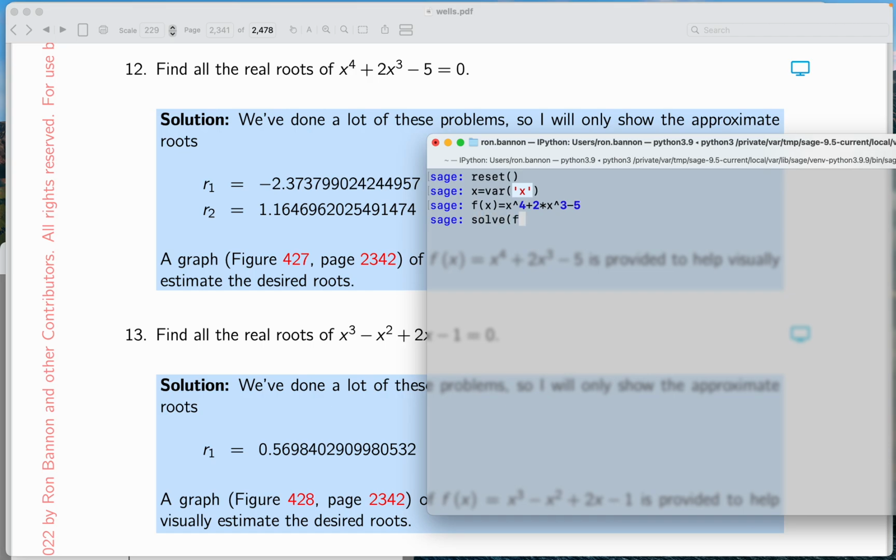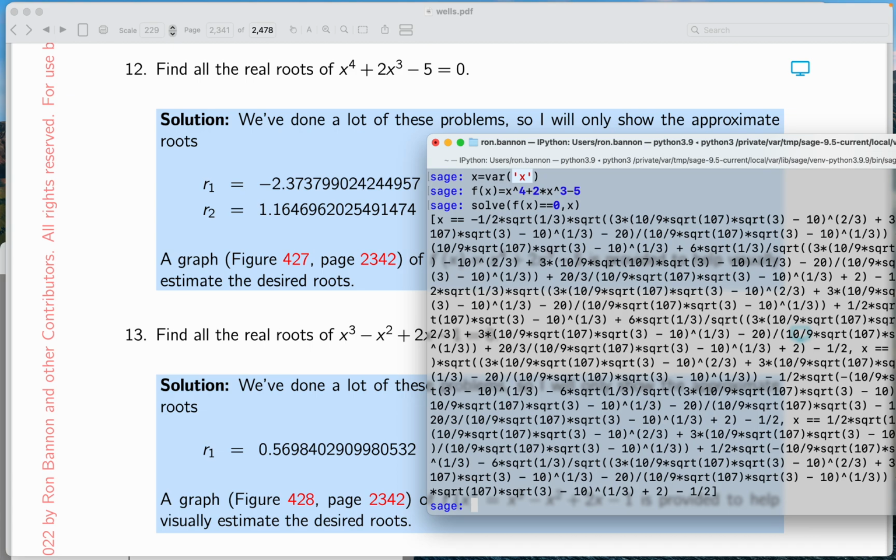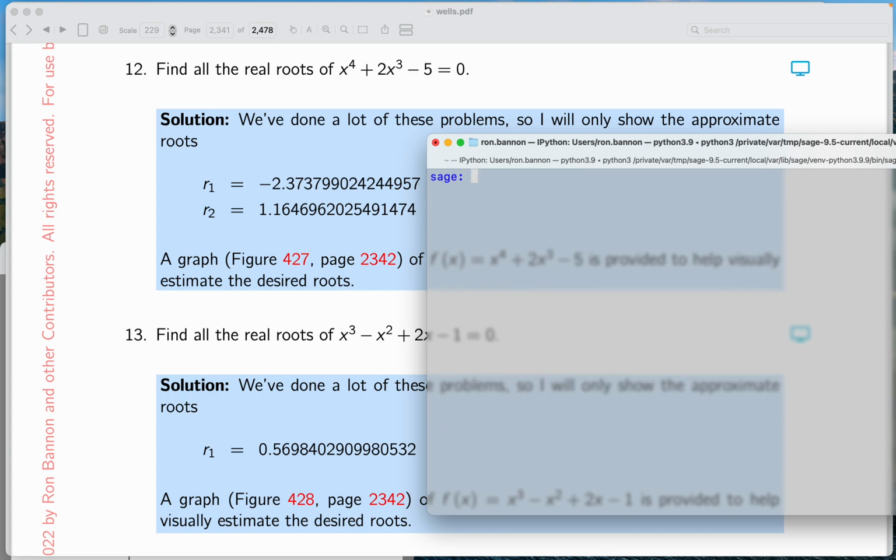Solve f of x. And let's type it in. Wow, look at that answer. And that's why people look at this and say, oh my God, I don't know what to do with that. Let me clear the screen though. It's really disturbing to see that.